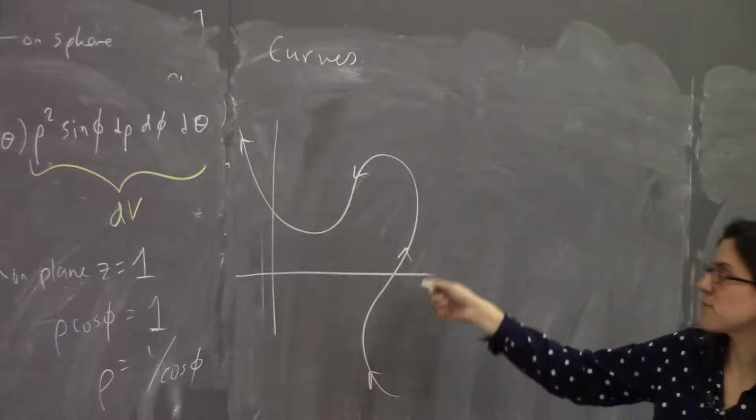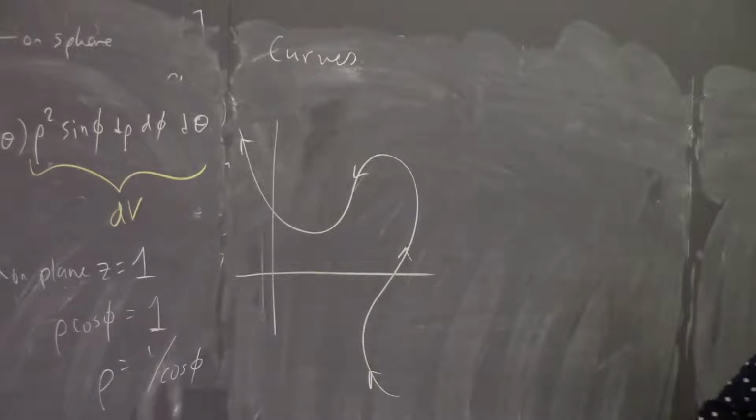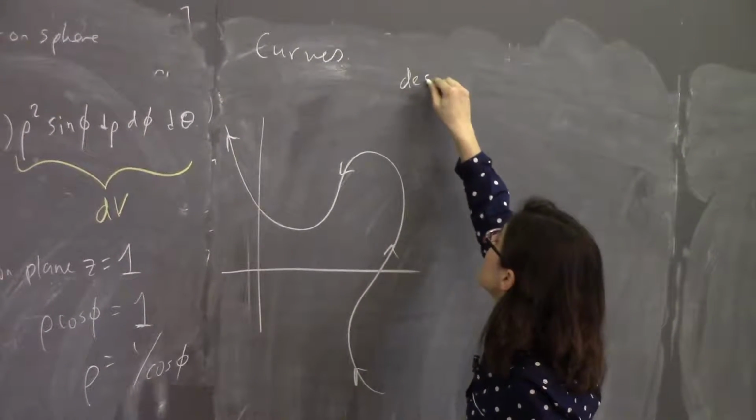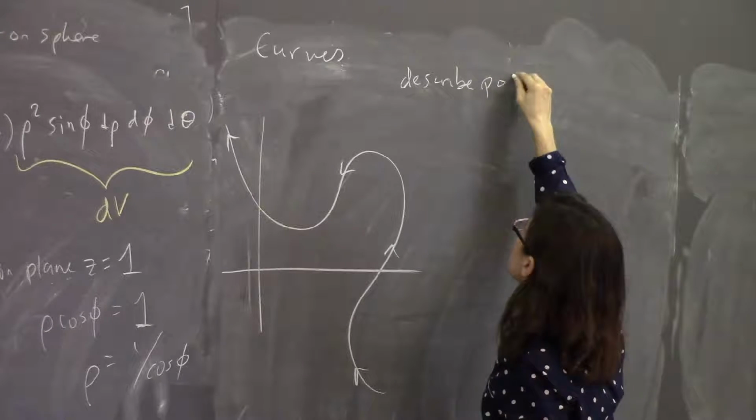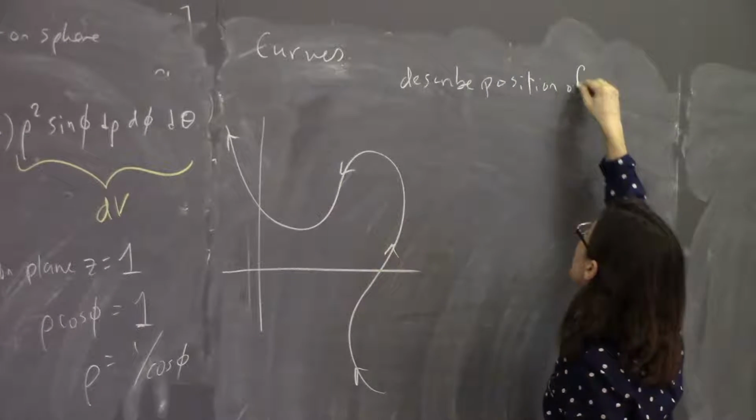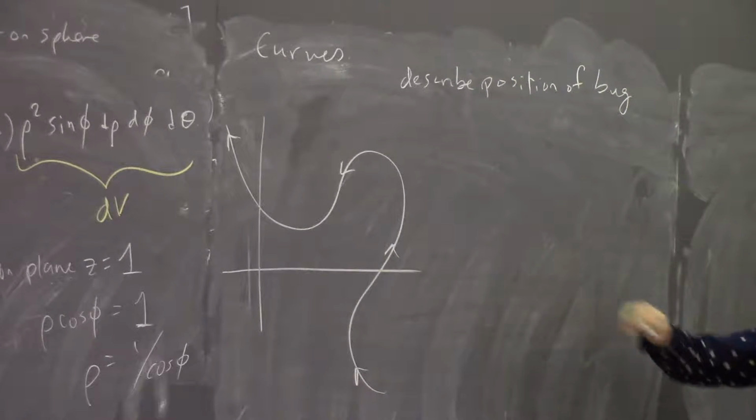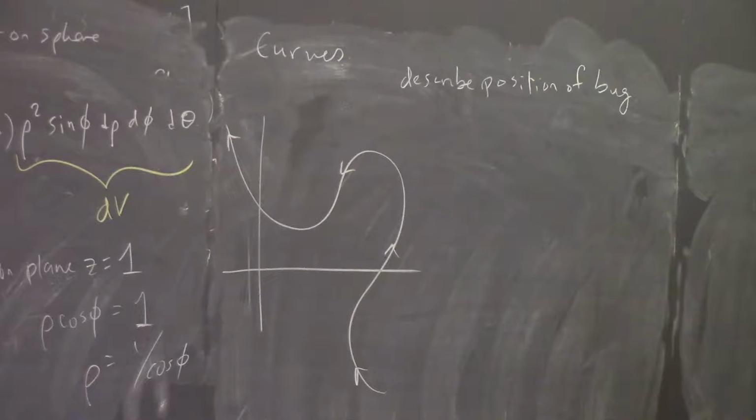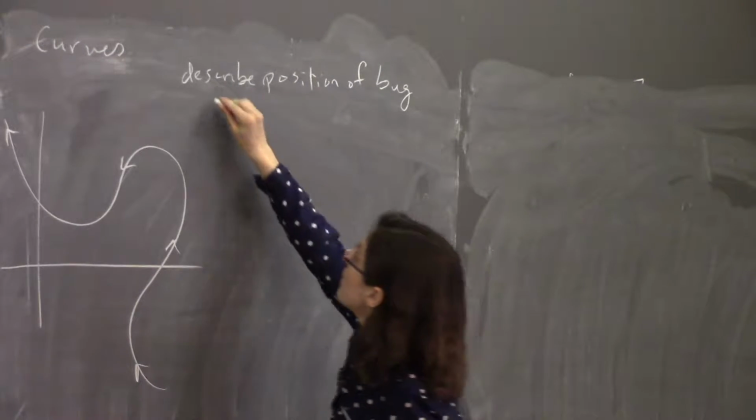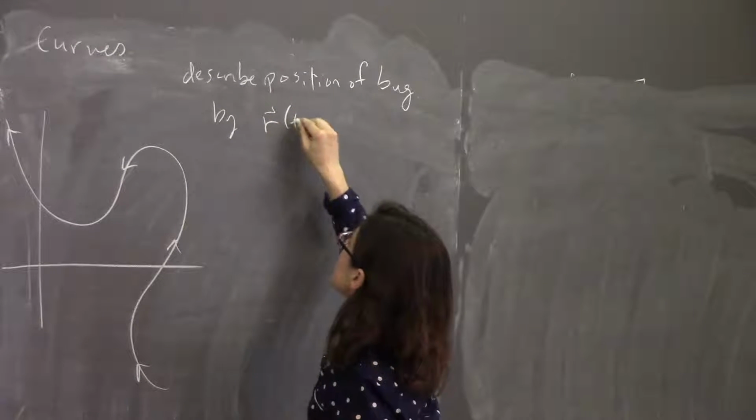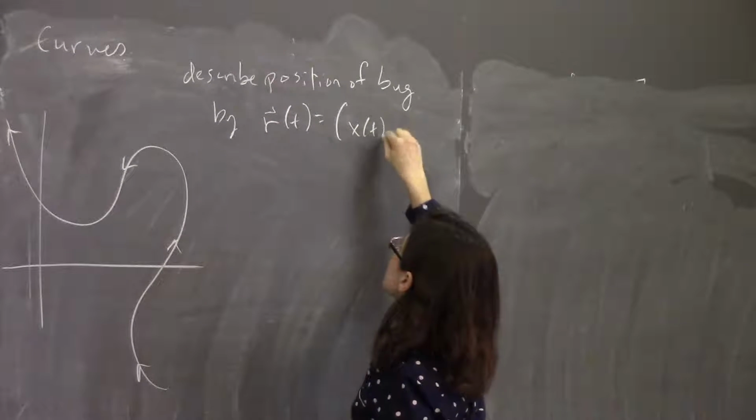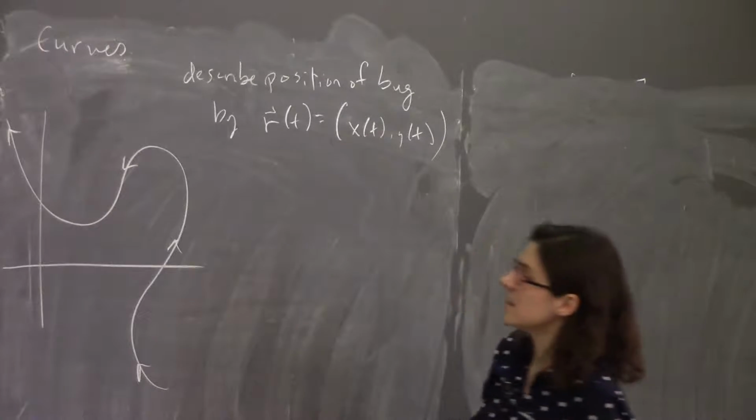And if you just kept track of where it was at any time, you could describe the position of the bug. Here, maybe our bug is crawling on the board, but you could have a bug that flew, and then you'd have 3 coordinates for it. By r of t, which is its x-coordinate at time t, and its y-coordinate at time t.